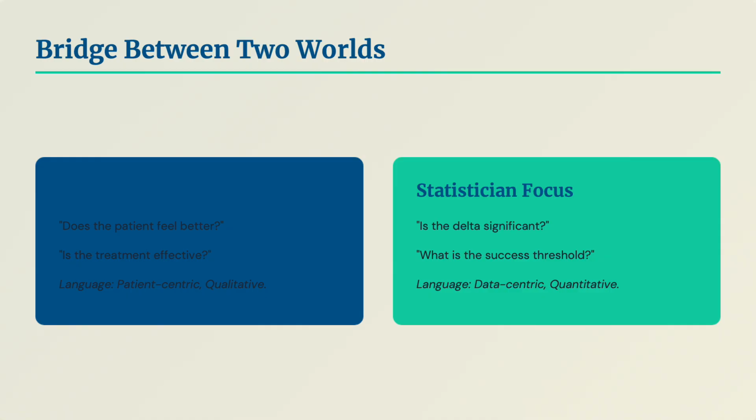To do this, we must act as a bridge between two very different languages. Clinicians speak the language of patients. They ask about feelings, cues, and general effectiveness. Statisticians, however, speak the language of data. We care about delta, thresholds, and distribution. Success depends on translating that qualitative clinical feeling into quantitative statistical facts.